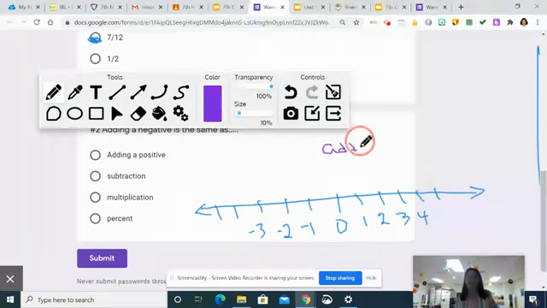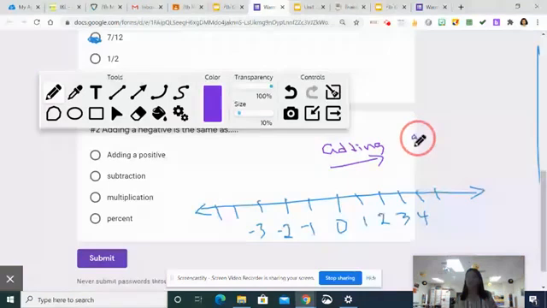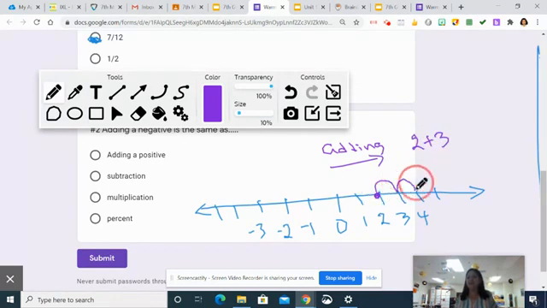When we're adding, we're going to go to the right, just the way you learned in first grade, second grade. You had 2 plus 3. You're going to start at the 2 and you're going to jump 3. 1, 2, 3, and you're going to end up at 5. You're going to the right. When you're adding, you're always moving right.